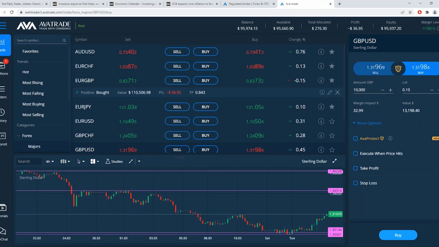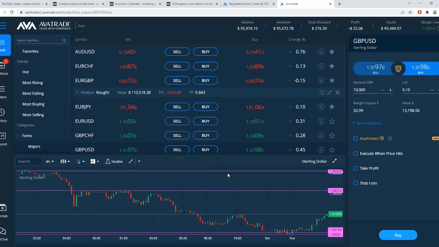Good question. The question is, can you use AvaProtect on a trade that's already opened? And the answer is no. You have to add the protection when you open the trade, and it's only on market moves. You can't have the protection on a pending order. Okay, so market moves only when you buy or sell, and you have to add the protection at the time you're buying or selling. Good questions.